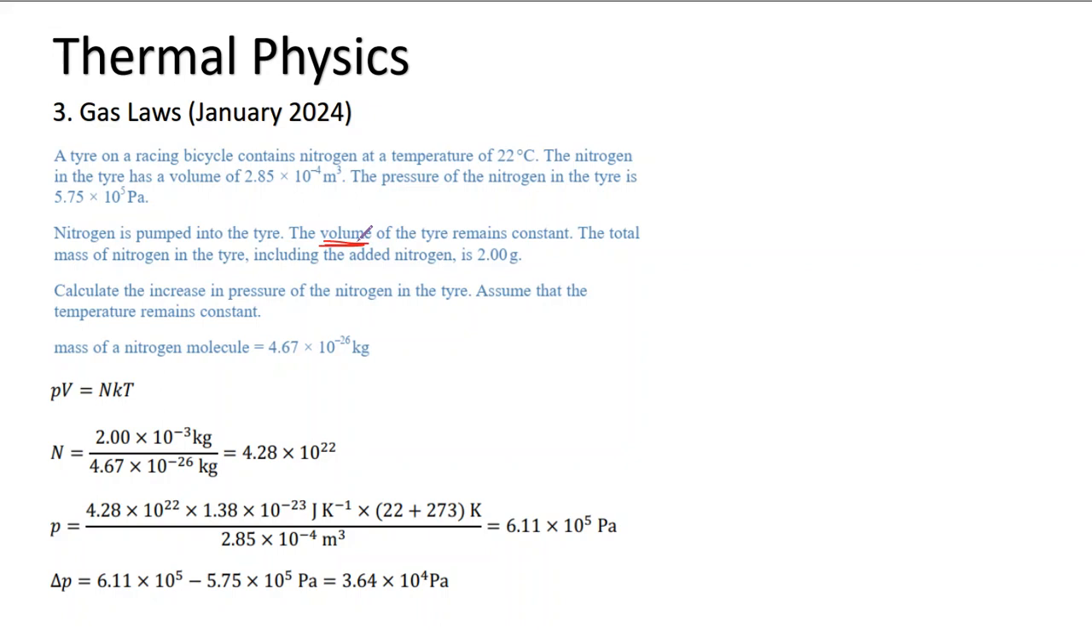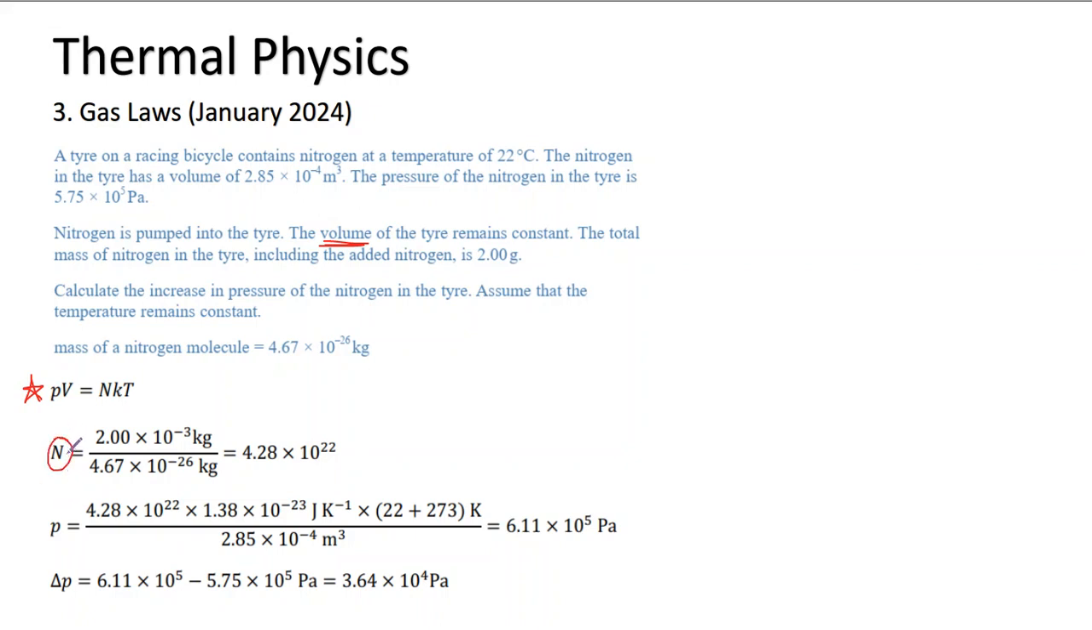So gas laws used to be very straightforward, but in recent years they are twisting the question a little bit, but please don't be alarmed. When you look at these values, just plug in the values in our ideal gas law equation, PV equals NkT. And from here, with the initial values, you find out the N.